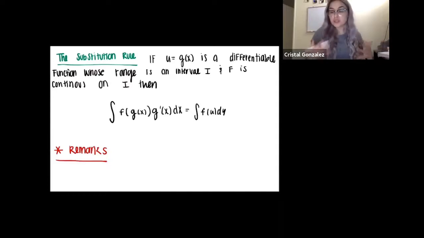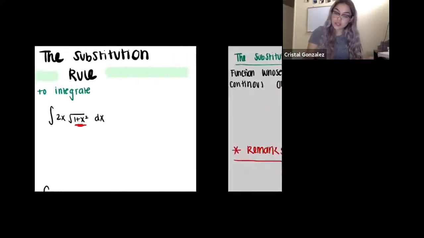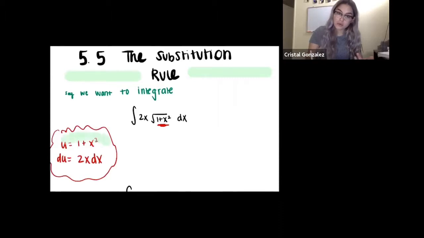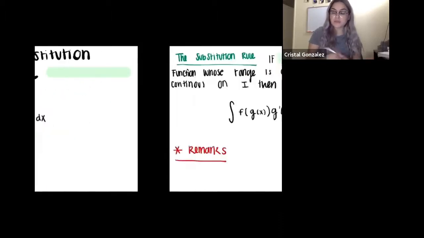So the substitution rule says that if u is equal to g of x, which is that u sub that we did in that last example. So for example, in that last example, our u was 1 plus x squared. If that function is differentiable, and we need it to be differentiable because as you notice we had to take the derivative of u over here. So it needs to be differentiable.